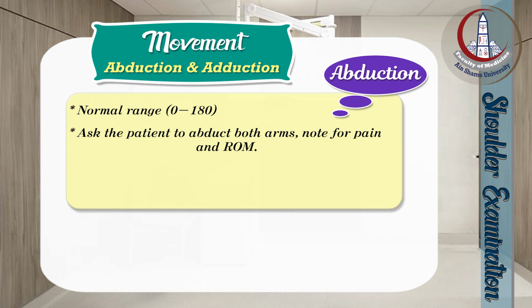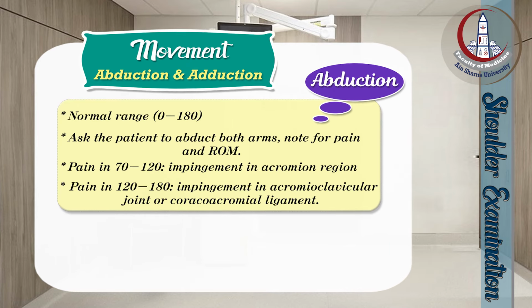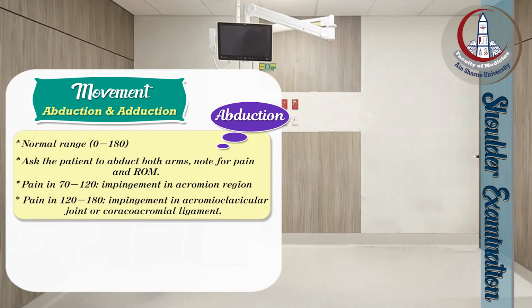Kindly check for any painful range of motion or painful arc of motion within this whole range, which might be in between 70 and 120 or 120 and 180 degrees, which signifies impingement in the acromion region, acromioclavicular ligament, or coracoacromial ligament, or rotator cuff inflammation or syndrome.